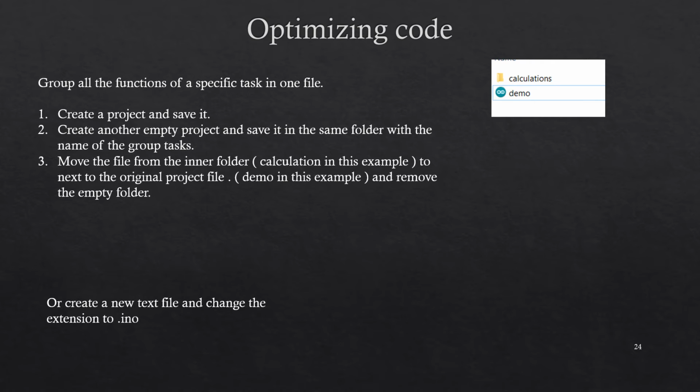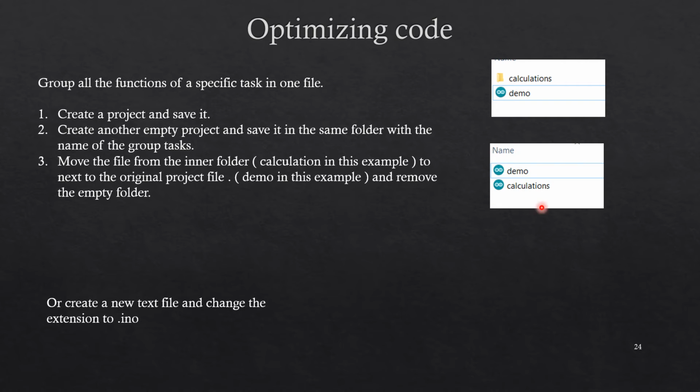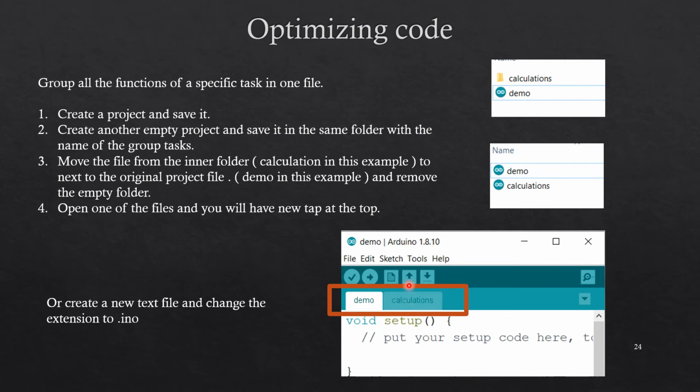So the next thing is to move the file from within the inner folder, and here it's called calculation, move it next to the original project file, which is called in this example demo, and then remove the empty folder. You would get something like this. And then when you open any of those files, you would get multiple tabs on your IDE. Those tabs are the same files.